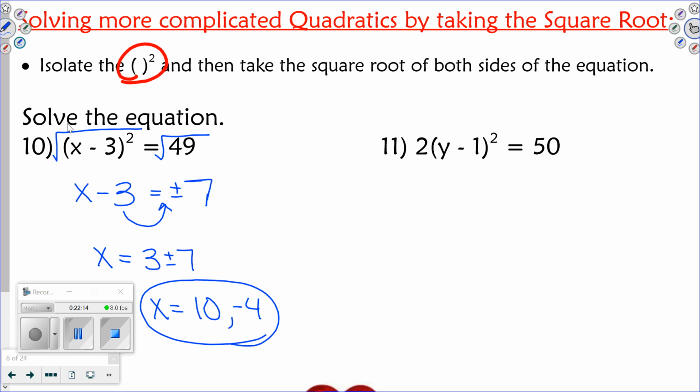Okay, what about number 11? What will I have to do with that one first? Good, divide by 2. I still need to isolate the squared part. It's just a parenthesis this time. So I have y minus 1 squared equals 25.